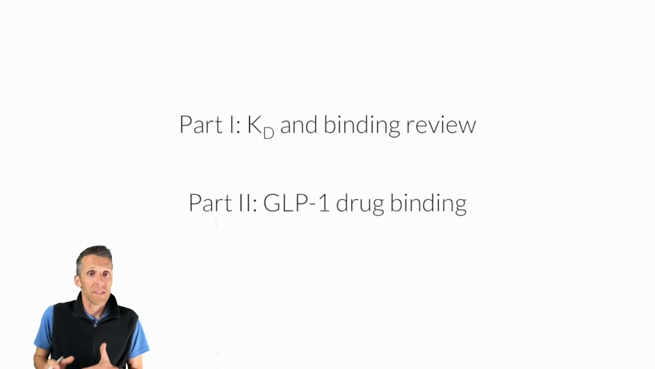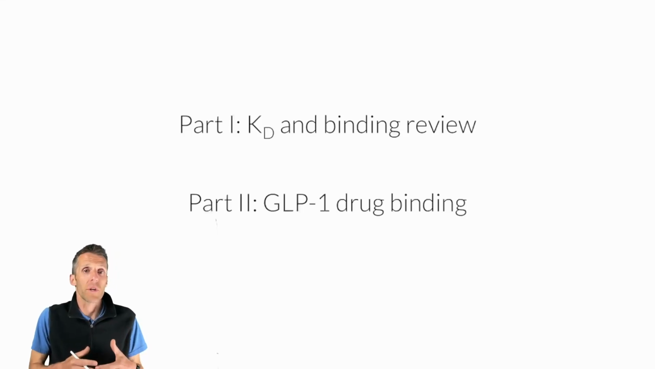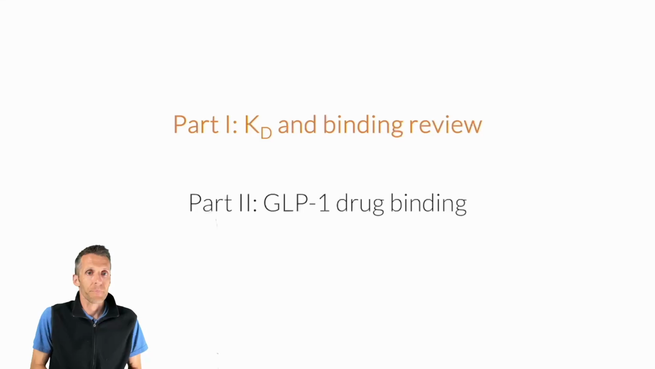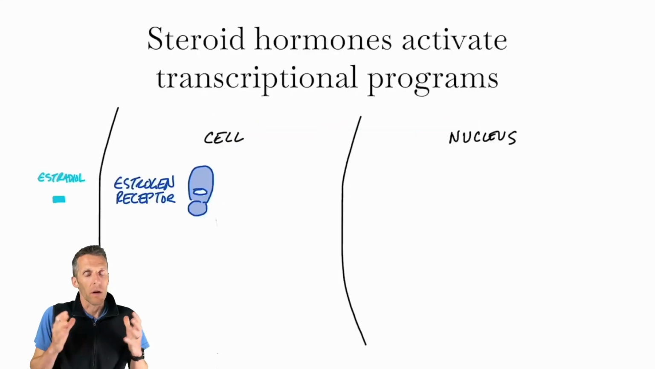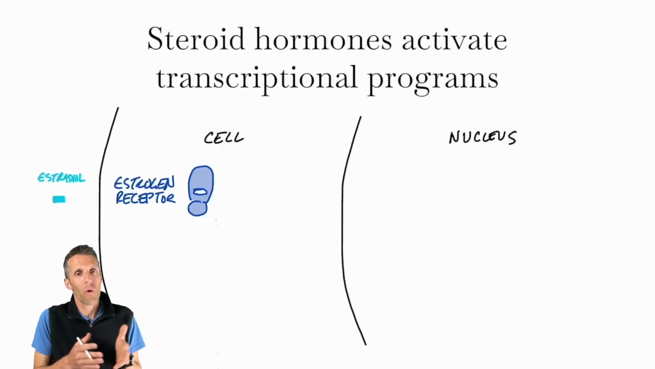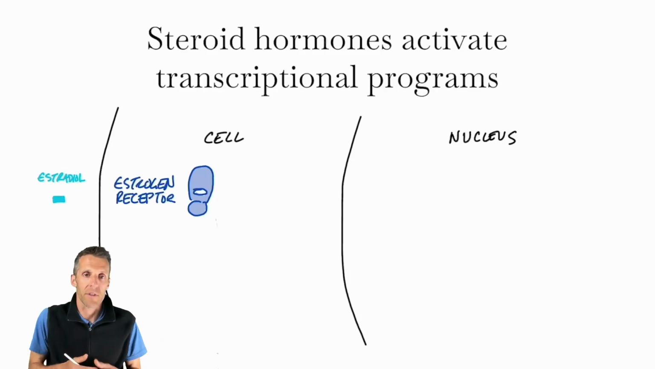And then we're going to transition and use these ideas to think about something we haven't looked at before, which are GLP-1 drugs and their binding to the GLP-1 receptor. So let's get into it. Okay, so very, very quick reminder, the steroid hormones, steroid receptors recognize steroid hormones and activate transcriptional programs in response.